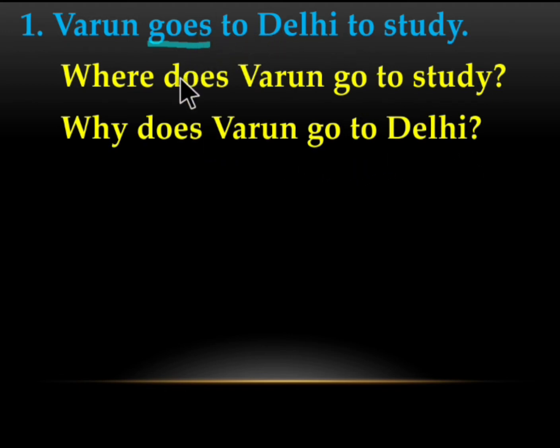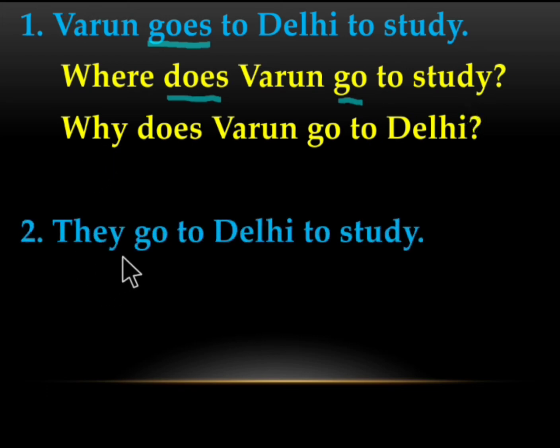Now when we use these do verbs, we use does here and go should be in the actual form of the verb. We shouldn't use es since Varun is singular. This singular and plural form is denoted by the do verb. So we need not change the form of the main verb. Why does Varun go to Delhi?